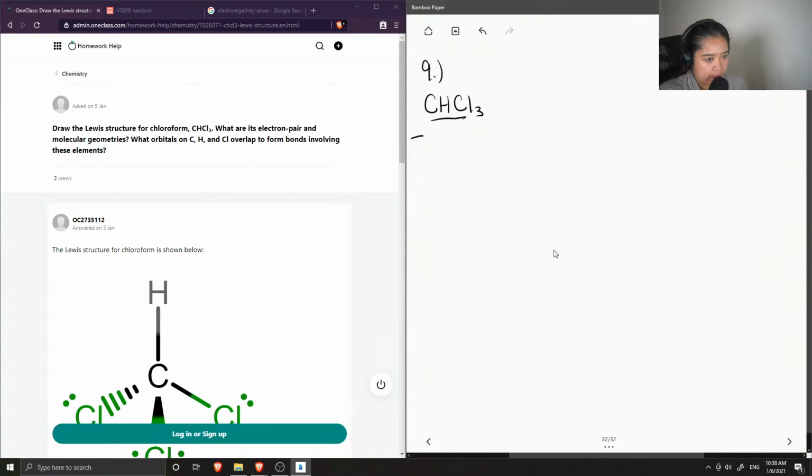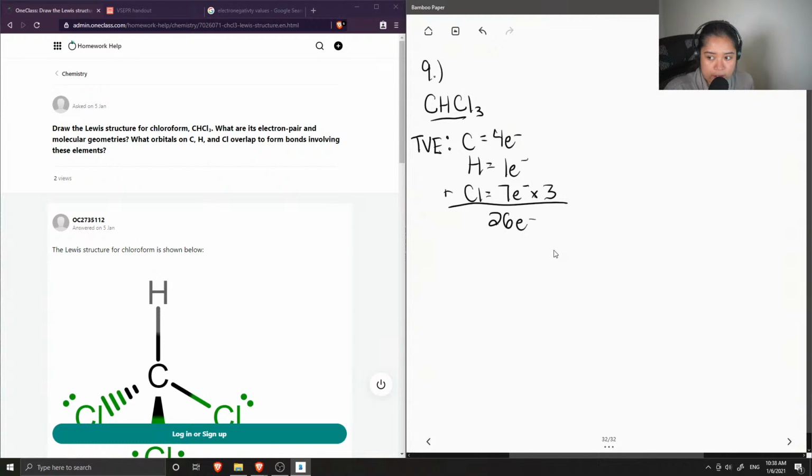So first we need to write its Lewis structure, so let's find the total valence electrons in this molecule. So carbon has 4, hydrogen has 1, and a chlorine atom has 7, and there are 3 of them. So we multiply 7 by 3, and we get a total of 26 valence electrons in the molecule. So now let's draw carbon as our central atom. We'll draw single bonds to all of the terminal atoms as well. And I'll show all of the lone pairs on chlorine.